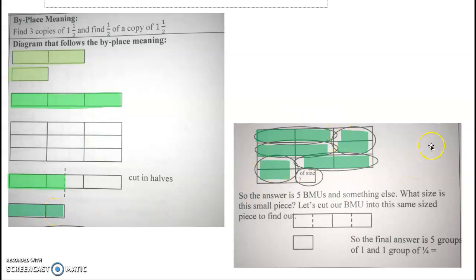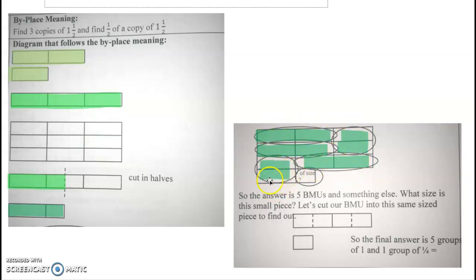And moving over to the second image, 1, 2, 3, 4, 5, and a little, and one more. So the answer is 5 BMUs and something else. What size is this small piece? So then we have to cut our BMU into this same size piece that you found. Okay, so that means coming back here and cutting these into halves, right?